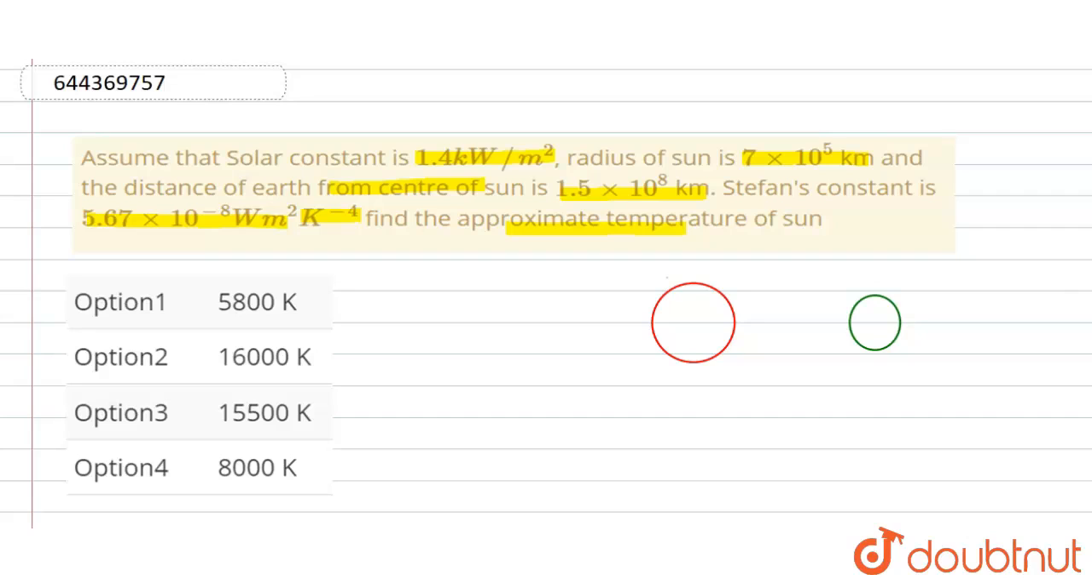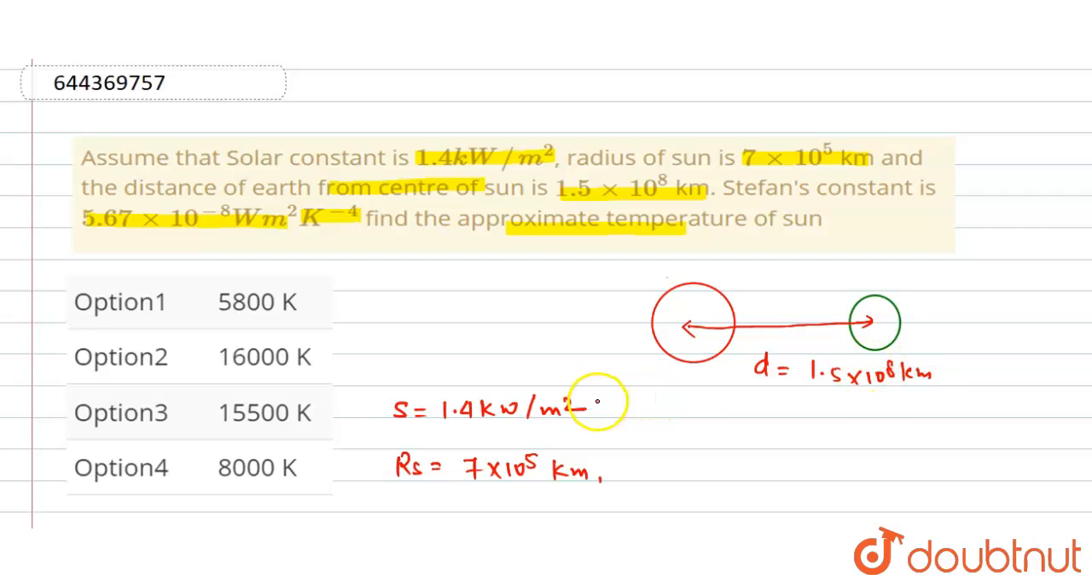It is given that the solar constant S is equal to 1.4 kilowatt per meter square, and the radius of the sun, let it be RS, is equal to 7 multiplied by 10 raised to the power 5 kilometer, and the distance of the earth from the center of the sun, let it be d, is 1.5 multiplied by 10 raised to the power 8 kilometer, and the value of Stefan's constant, sigma b, is 5.67 multiplied by 10 raised to the power minus 8 watt per meter square Kelvin raised to the power minus 4. Now we have to find the approximate temperature of the sun.